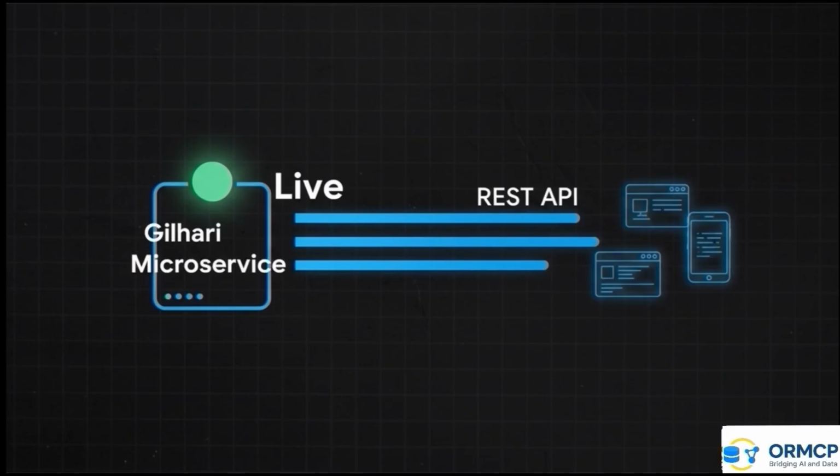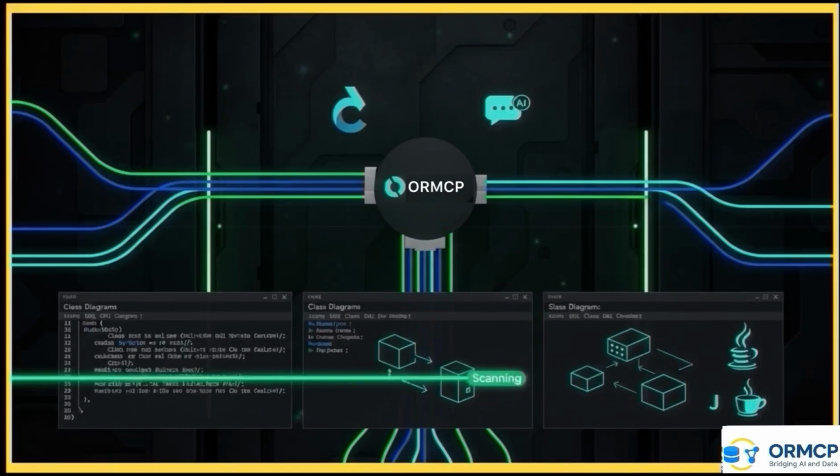Our Gilhari microservice is live, it's up, it's running, and it's serving our e-commerce data through a clean, modern REST API. But serving data is only half the story. The real magic is making it talk to AI. This brings us to the real aha moment of this entire process.